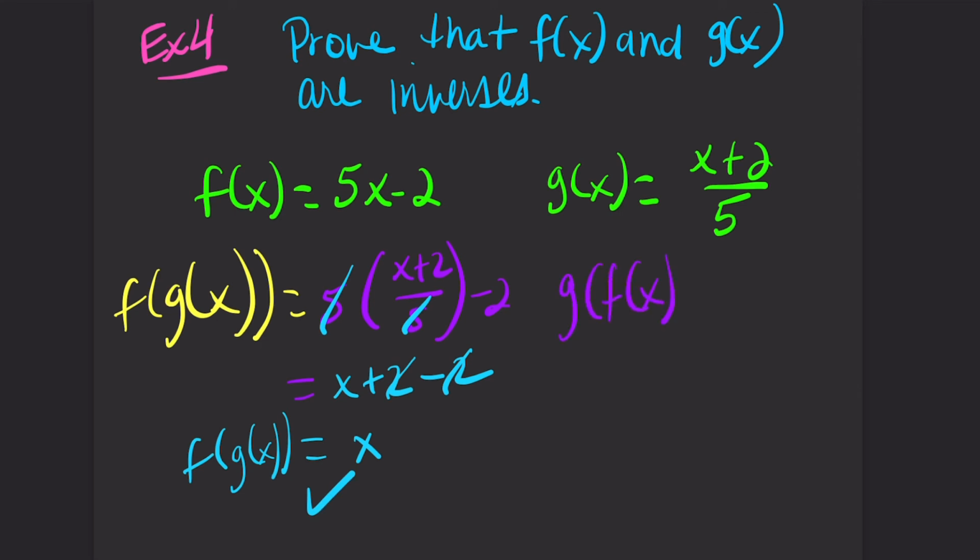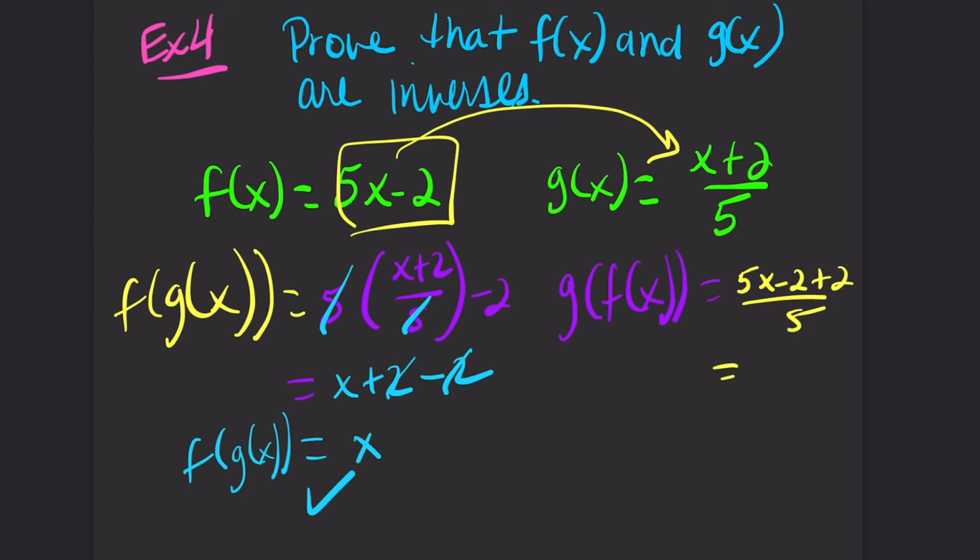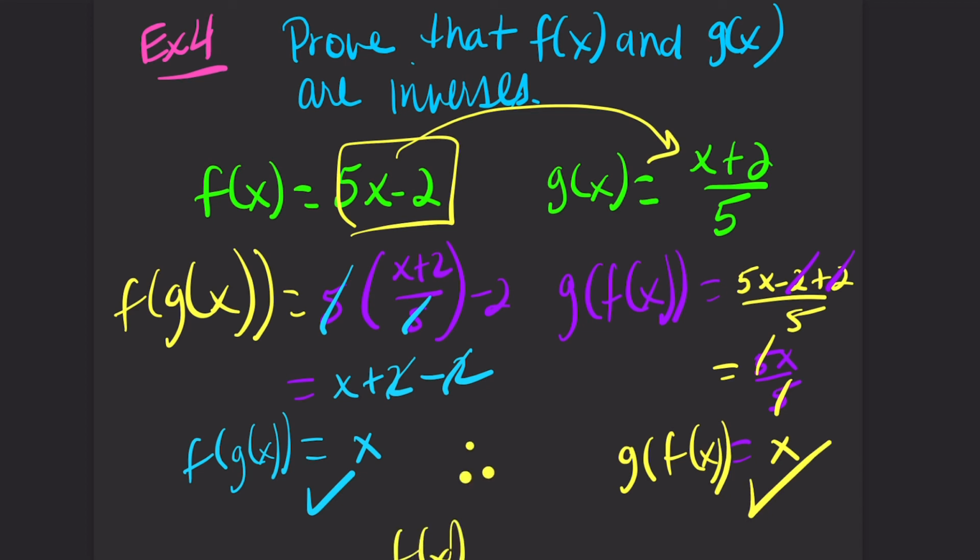g of f of x. Notice that the order switched. So now I am putting f of x inside of g of x. So f of x is going to go inside of g of x. Let's try it. And let's simplify. Negative 2 plus 2 is 0. Then I have 5x over 5. 5 over 5 reduces to 1, so I bring down my x, and notice that g of f of x is also equal to x. Therefore, f of x and g of x are inverses.